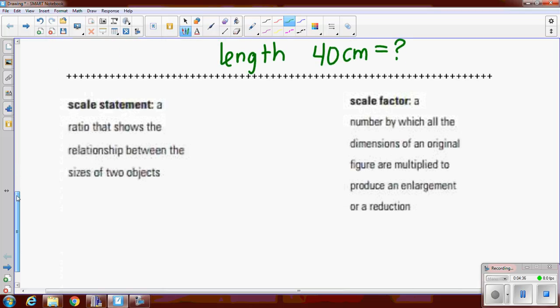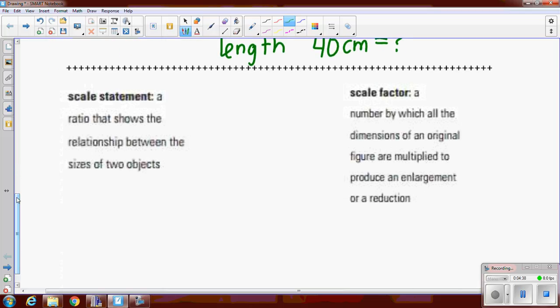So we're going to look at two more definitions here. A scale statement. Now a scale statement is a ratio that shows the relationship between two sizes of objects. And we're going to start looking at this like a map. A map is just a shrunk down version of an actual scenario, an actual land mass. So when we're doing scale statements, we always compare the drawing to the original. It's always in that order.